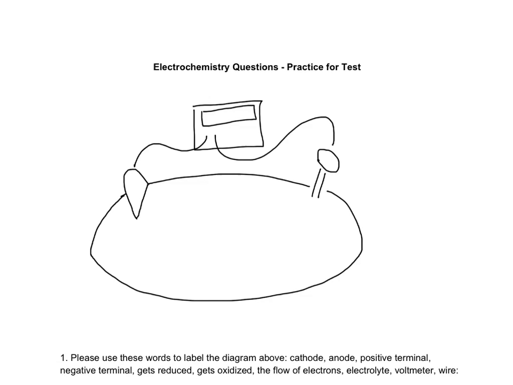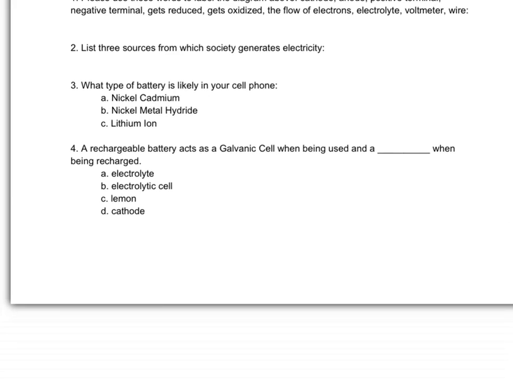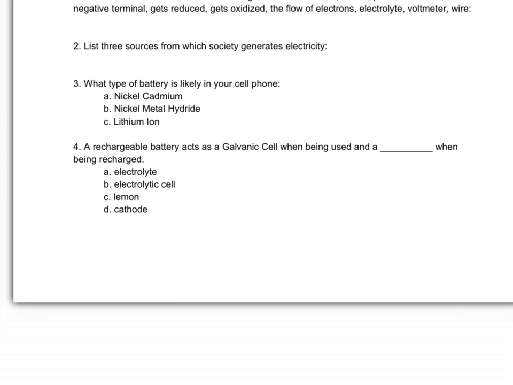Okay, kiddos, here goes part 2. We just talked about our lemon battery and all of these terms. So now let's do some multiple choice and short answer. Question 2, list 3 sources from which society generates electricity.